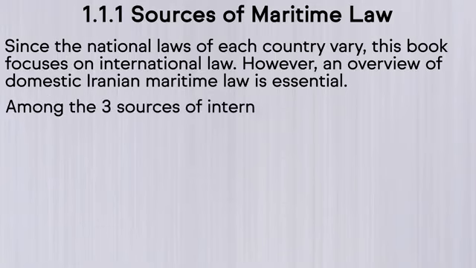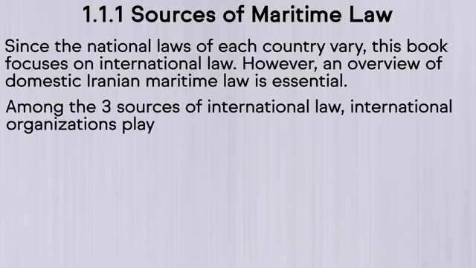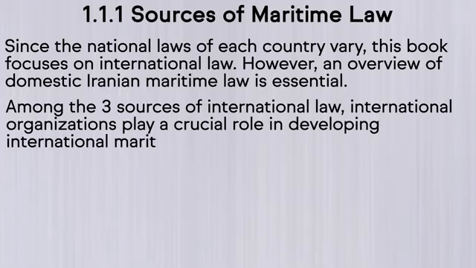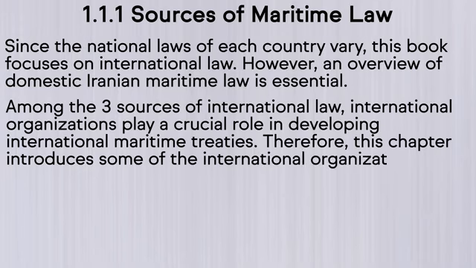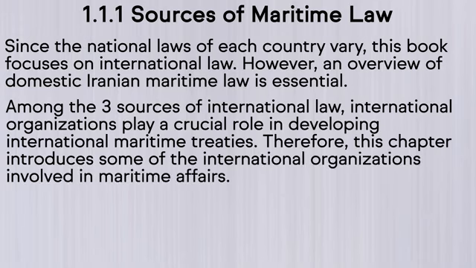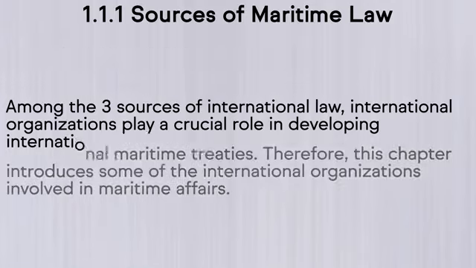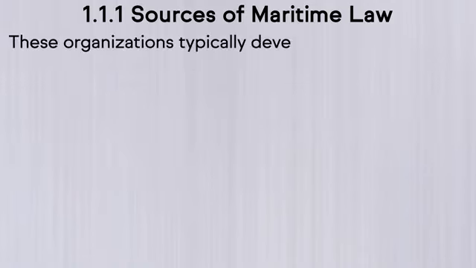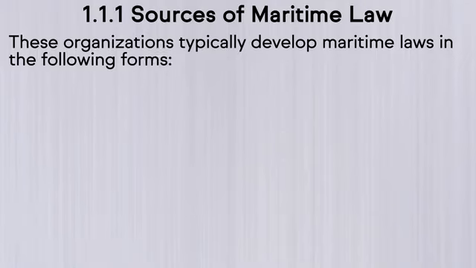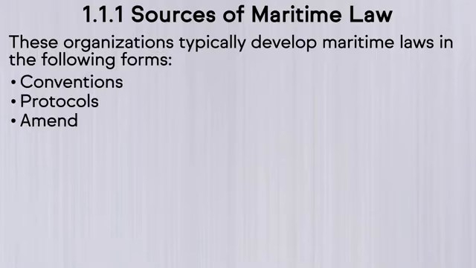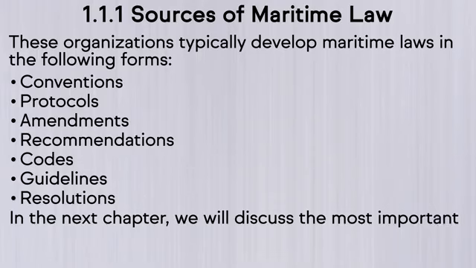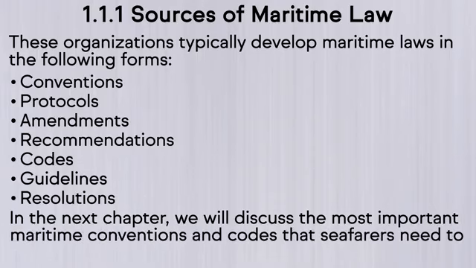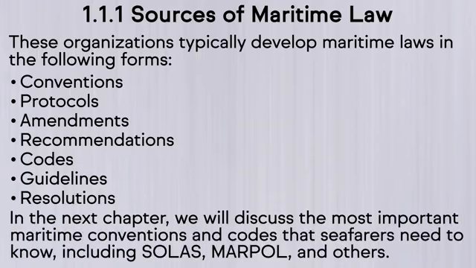Among the three sources of international law, international organizations play a crucial role in developing international maritime treaties. Therefore, this chapter introduces some of the international organizations involved in maritime affairs. These organizations typically develop maritime laws in the following forms: conventions, protocols, amendments, recommendations, codes, guidelines, resolutions. In the next chapter, we will discuss the most important maritime conventions and codes that seafarers need to know, including SOLAS, MARPOL, and others.